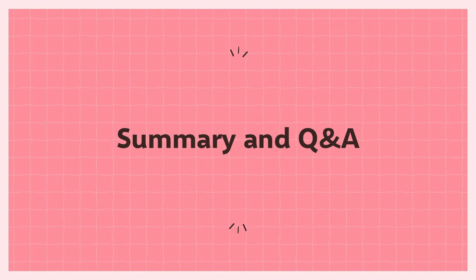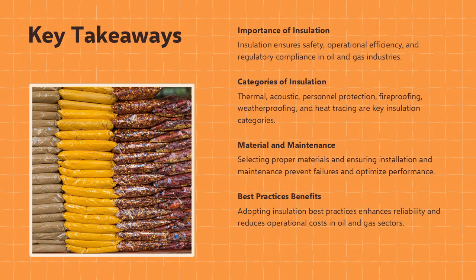Key takeaways, Q&A. Insulation in oil and gas industries is essential for safety, efficiency, and compliance. Understanding the categories, thermal, acoustic, personnel protection, fireproofing, weatherproofing, and heat tracing, enables informed decisions. Material selection, proper installation, and maintenance are critical to avoid failures and optimize performance. Implementing best practices ensures operational reliability and cost savings.